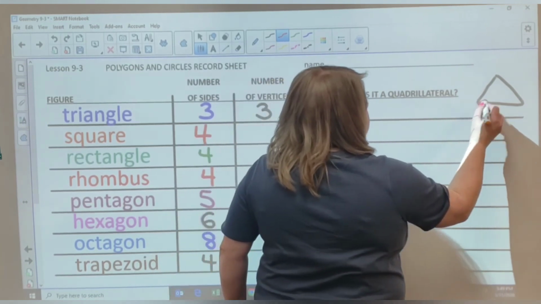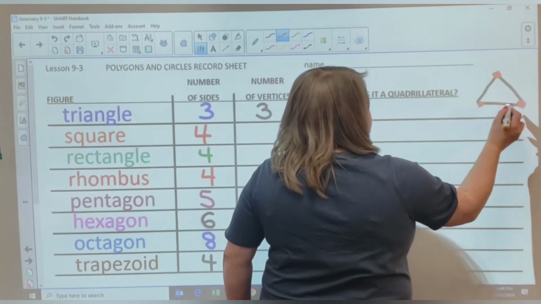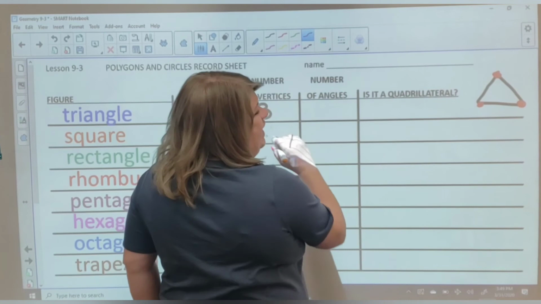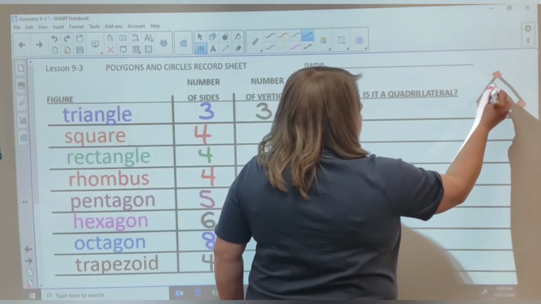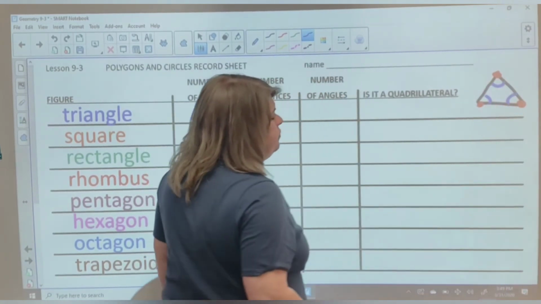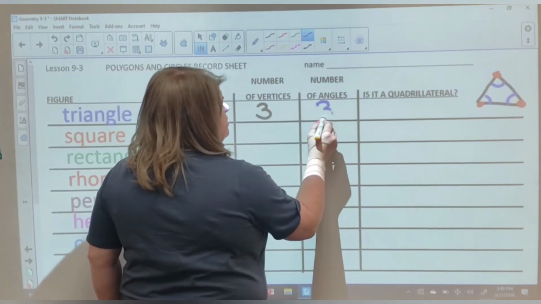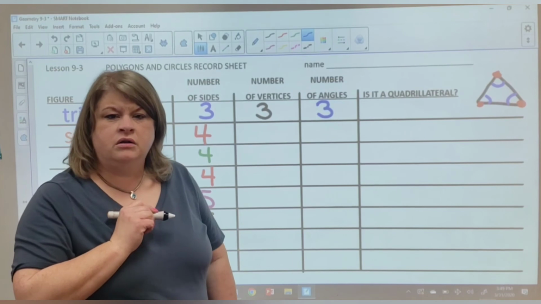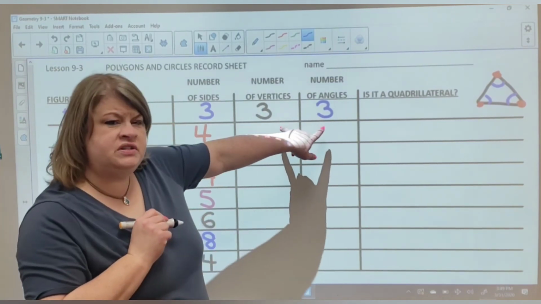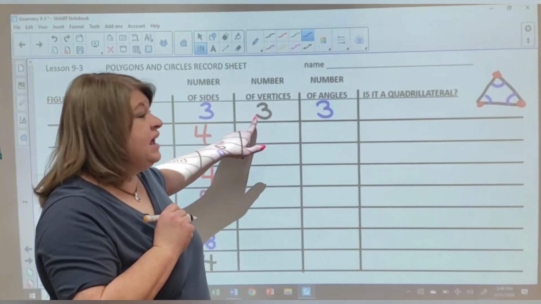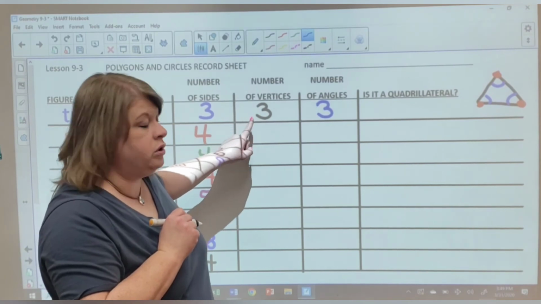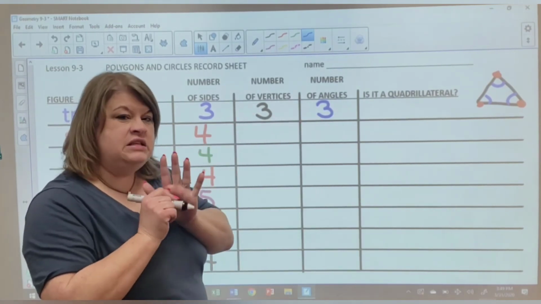Okay, so we've got here's a vertex, here's a vertex, here's a vertex. So how many angles would that be? Well, there's 1, 2, 3. Oh, the number of vertices is the same as the number of angles here. Angles and vertices are different. The vertices are the points, the corners. The angles are the insides.